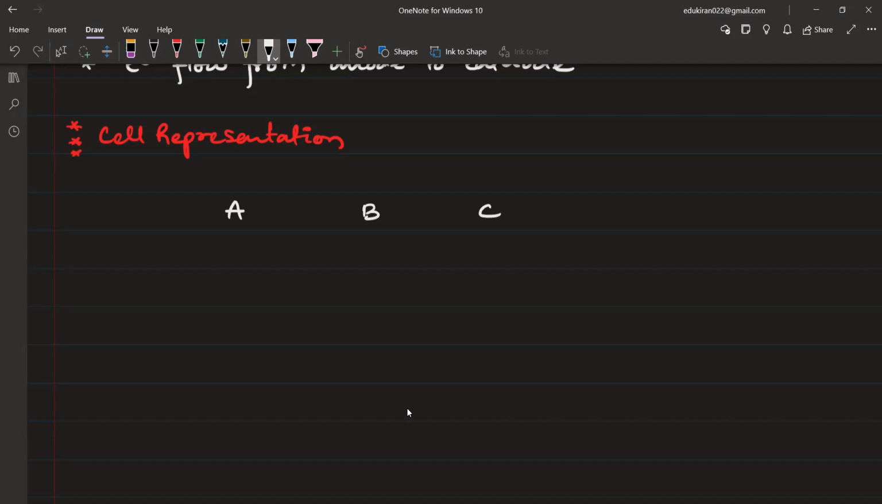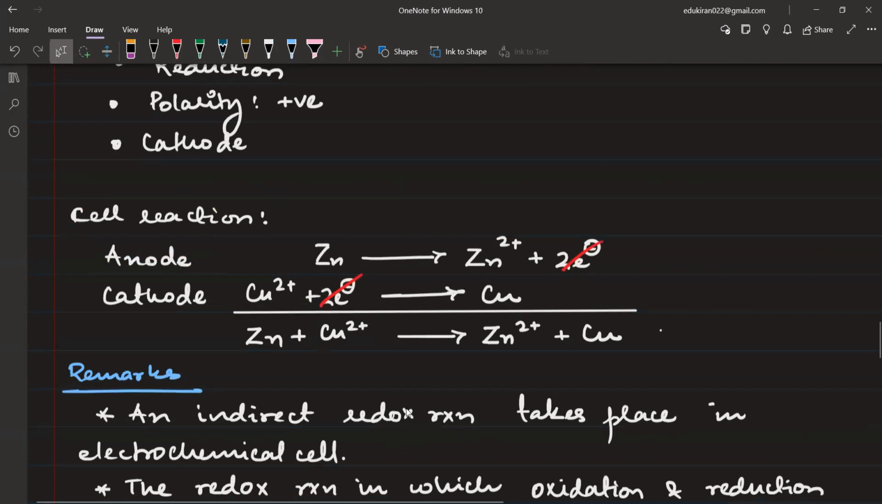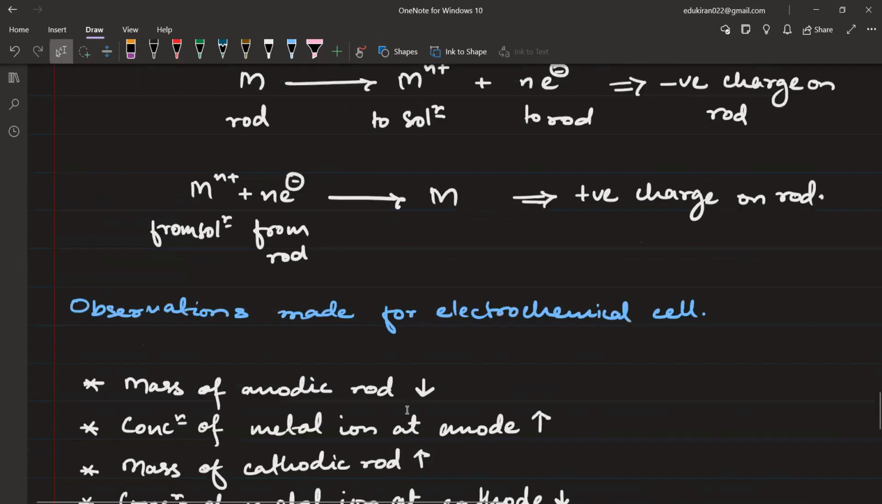A means anode, B means bridge, and C means cathode. So how is it going to look? For example, if we have the zinc and copper couple. When a redox reaction takes place between two different species, we say that those species are a couple. So in this reaction, zinc and copper are a couple, taking part in a redox reaction. So for the zinc copper couple, we are going to write for anode.